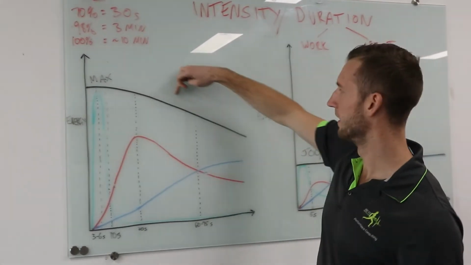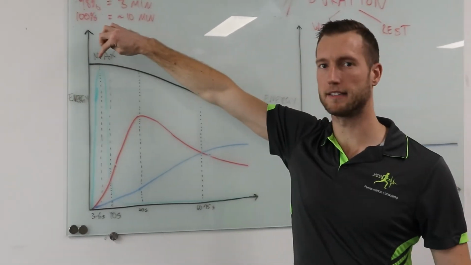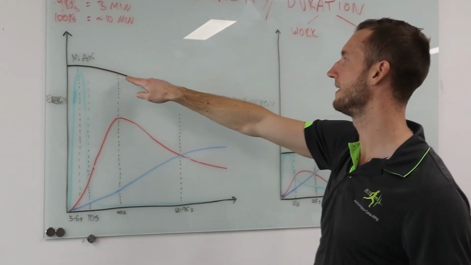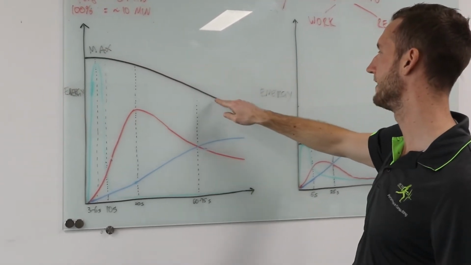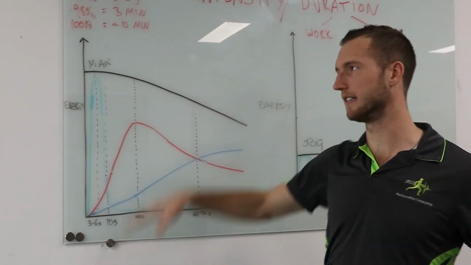This here is actually our power output, our intensity. Obviously, we peak when we're using the ATP-PC system. It has the quickest rate of energy production. The intensity is obviously going to drop off as the duration increases. You cannot sprint for 5 minutes. The intensity must drop off.